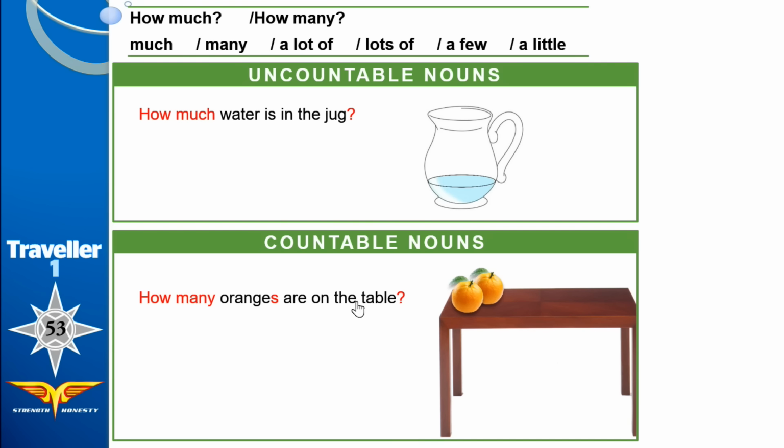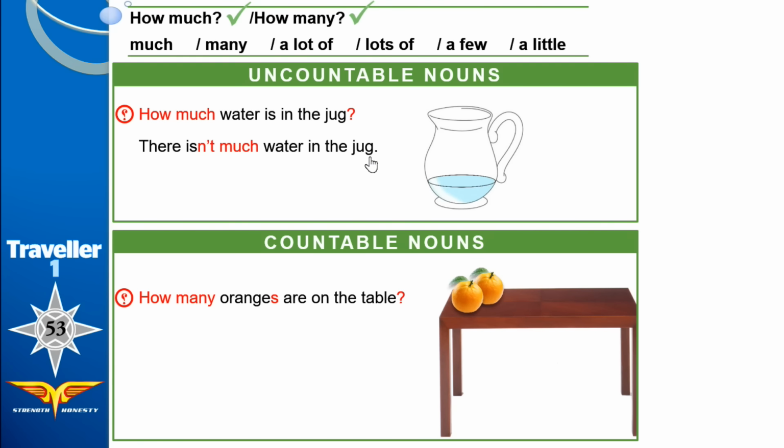Alright, we understand that. What type of sentences are these? Look, these two are questions. So, if you want to ask a question about an uncountable noun, you use how much. If it's a question with a countable noun, you use how many. That's easy. We finished how much and how many. Didn't I tell you?